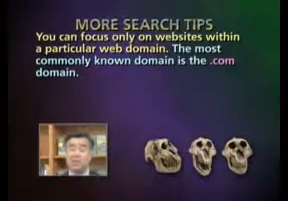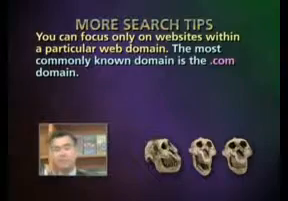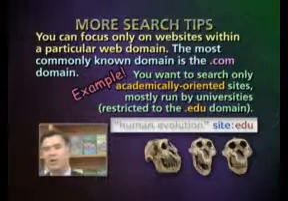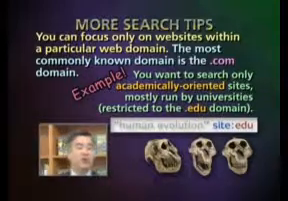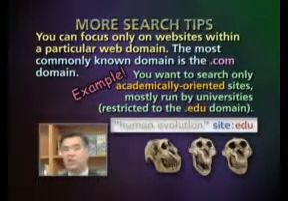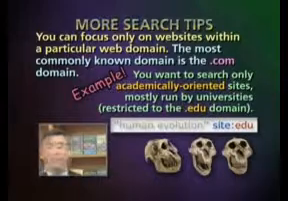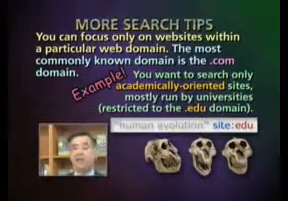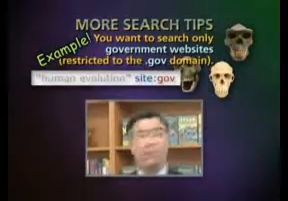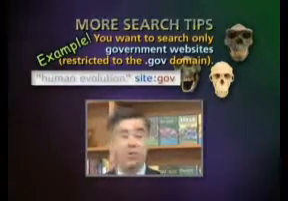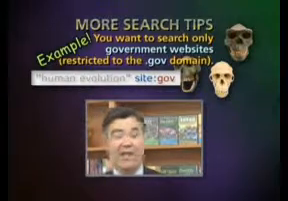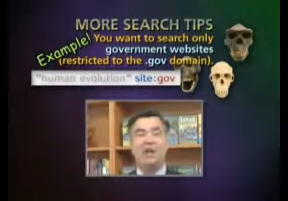But there are many other domains, and most of them have specific characteristics. So, for example, if you wanted to search only academically oriented sites, mostly run by universities, you would add the following to your query string: site, edu. This would restrict the search to the edu domain, which is only websites run by educational institutions. For another search, you might want to only search government websites, websites run by branches of the federal government. In that case, you would add to your query string site, S-I-T-E, gov, G-O-V, and that would restrict the search to the gov domain.